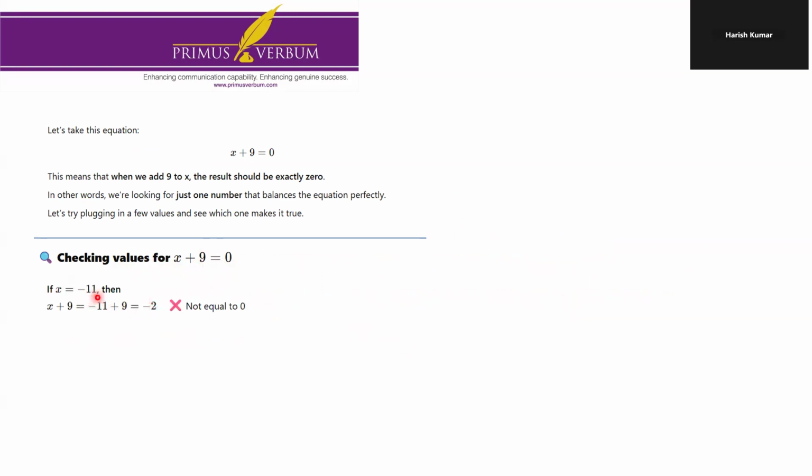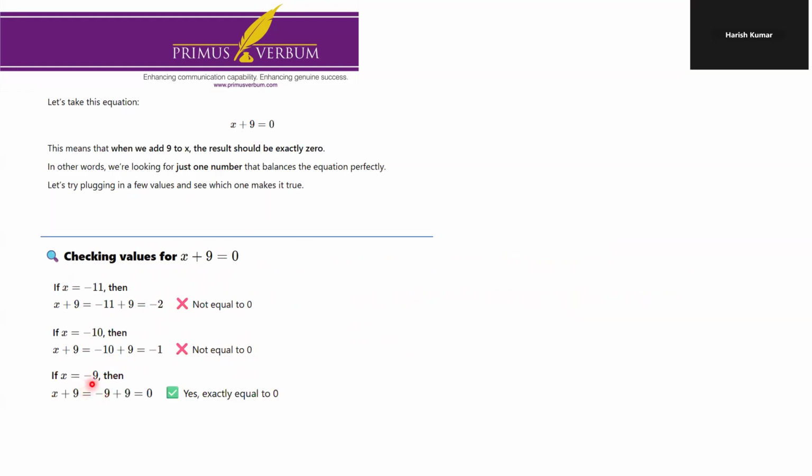Let's try x is equal to minus 11. Well, it gives us minus 2. It's not equal to 0. When x is equal to minus 10, we get x plus 9 becomes minus 10 plus 9, which is equal to minus 1. That's not equal to 0. We are testing the same range of numbers. And then if x is equal to minus 9, what happens? Then we get minus 9 plus 9 is equal to 0. Yes, it is exactly equal to 0.